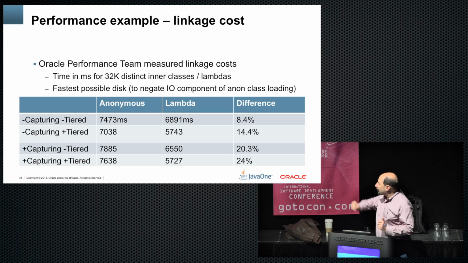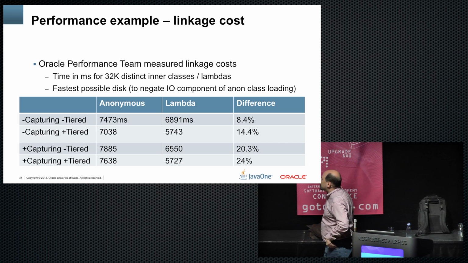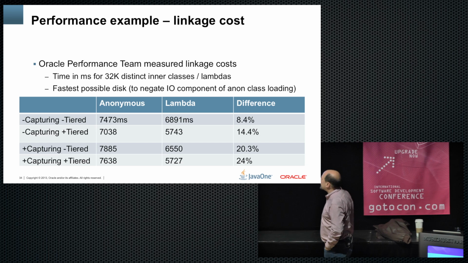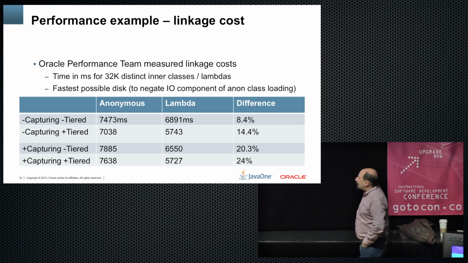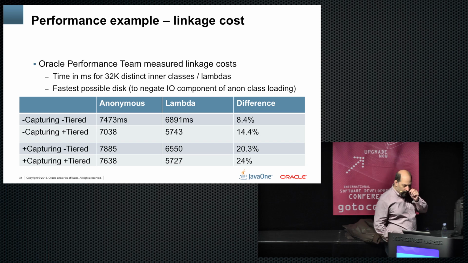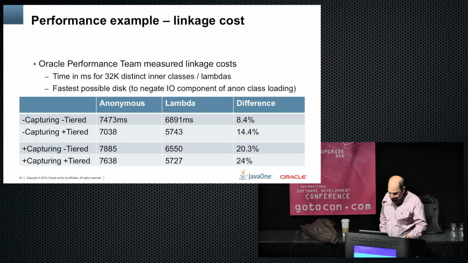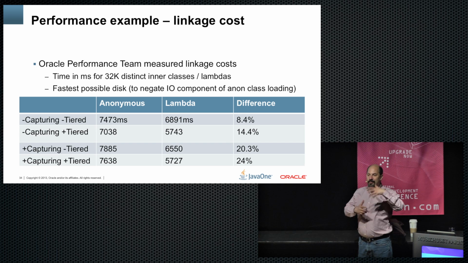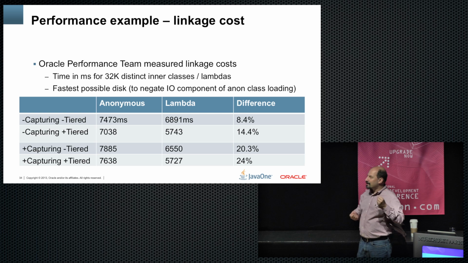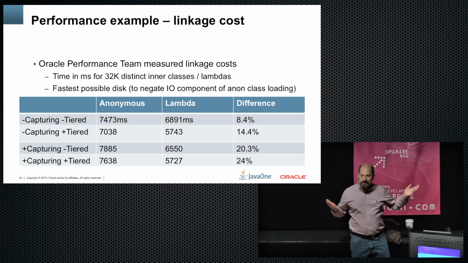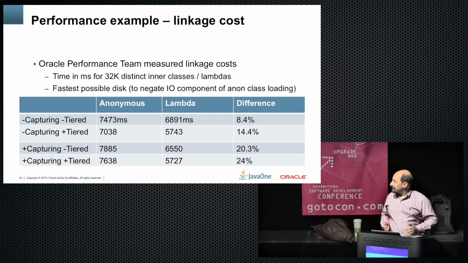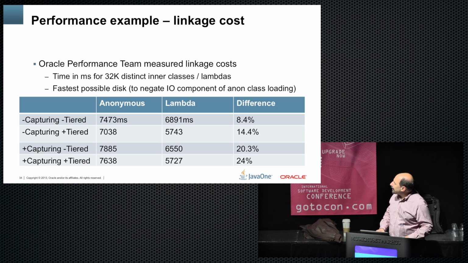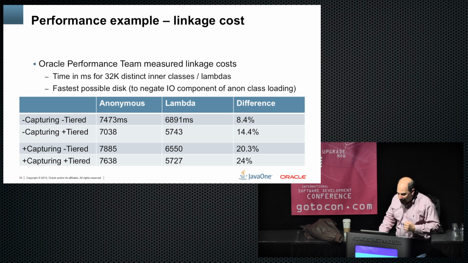And what we see, the important thing is this last column, which is the percentage difference between Lambda and anonymous class. And in all the cases, Lambda capture is faster than inner class capture. Linking a Lambda involves invoking the bootstrap. It's going to generate some bytecode on the fly. You're going to load that class on the fly. Sounds like a lot of work, but it's still less work than an inner class. Okay, so on the linkage side, faster startup. So that's pretty good. All right, so let's look at the capture cost.